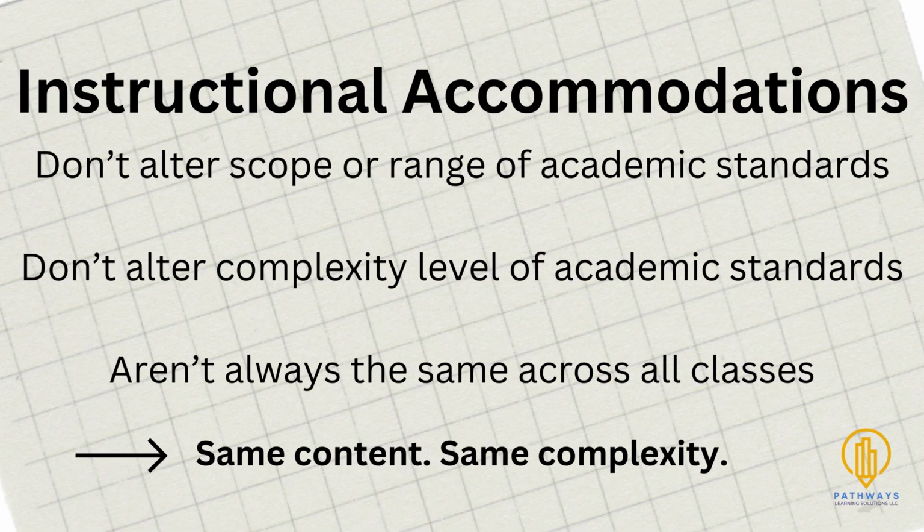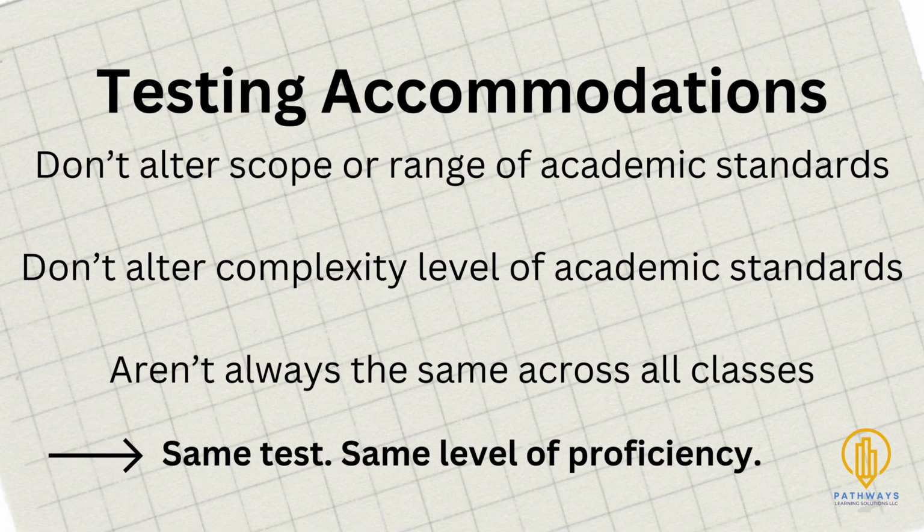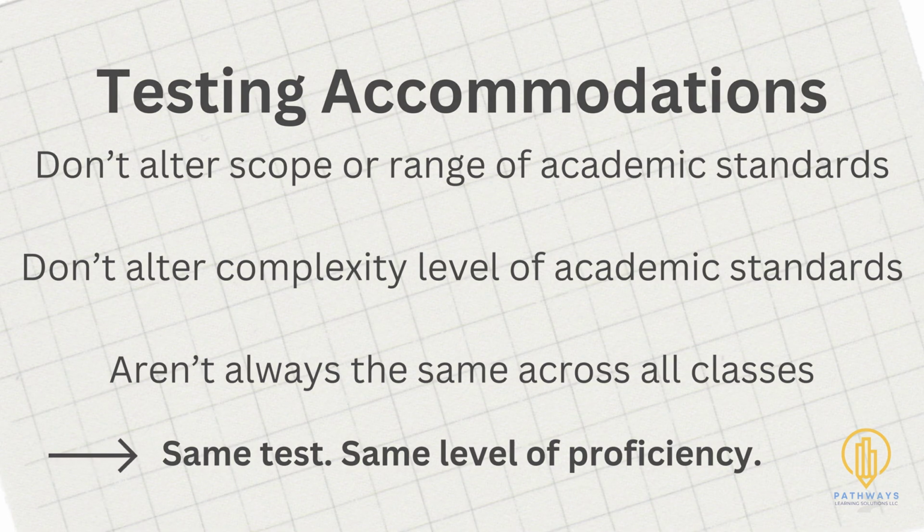So let's review. Instructional accommodations don't alter scope or range of academic standards, and they don't alter the complexity level of an academic standard. They also aren't always the same across all classes and content areas. Testing accommodations don't alter the scope or range of academic standards. They don't alter the complexity level of the academic standards, and they aren't always the same across all content classes. In other words, you have the same test and the same required level of proficiency, and that provides just an accommodation. Take some time to review the additional resources provided.